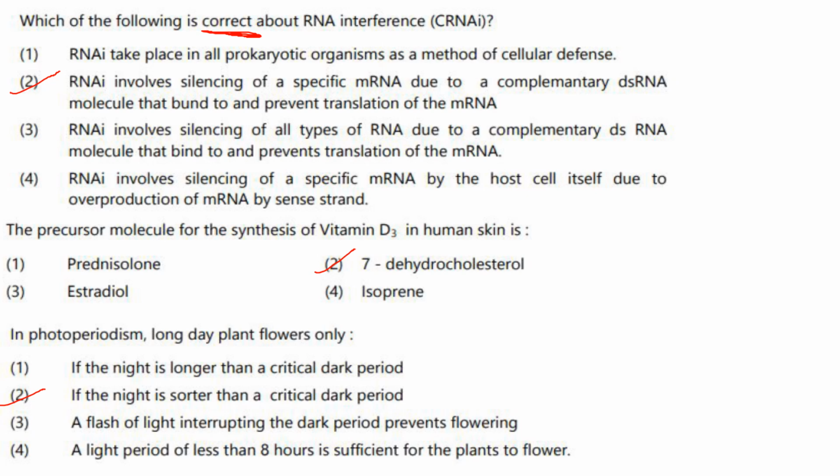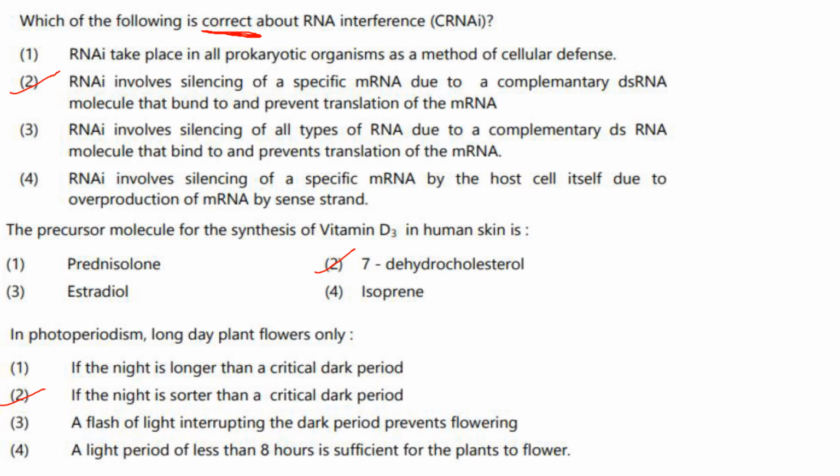Then next one. Which of the following is correct about RNA interference? So RNAi takes place in all prokaryotic organisms as a method of cellular defense. That is wrong. RNAi is primarily found in eukaryotic organisms, that is animals, plants, fungi and protists. It is not found in any prokaryotic organism. And prokaryotic organisms have an entirely different mechanism for cellular defense. That is CRISPR-Cas system, small RNA mediated regulation, riboswitches, RNA sequence based regulation. So first statement is not correct.